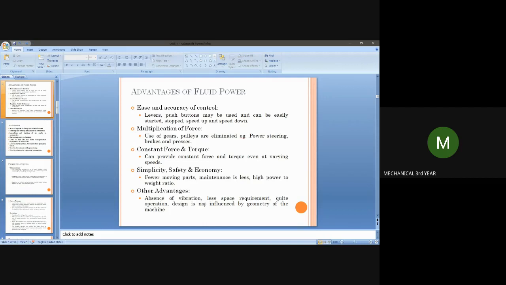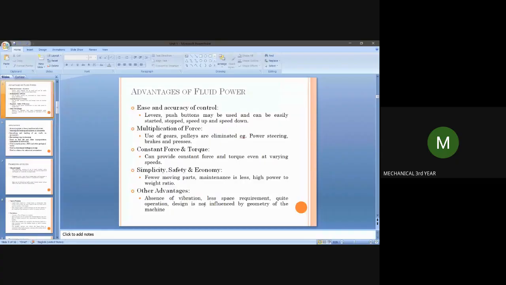You can automate it with the help of hydraulics and pneumatics. That is the point. That is the meaning of that particular point. Design is not influenced by geometry. It means that the geometry doesn't get disturbed when you go for a hydraulic and pneumatic system.